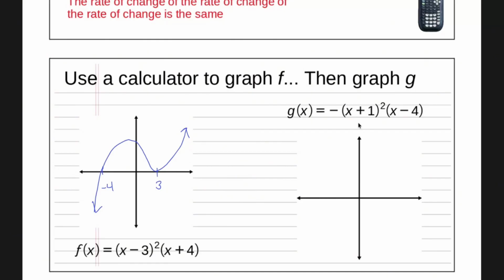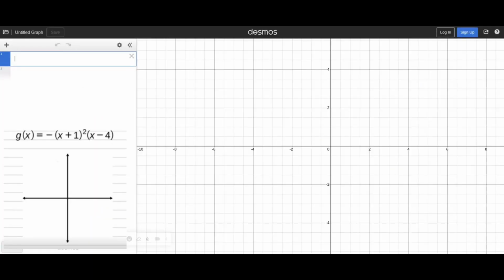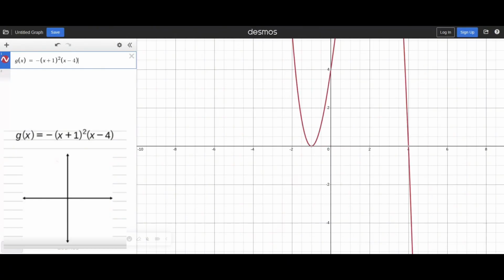So let's see if similar things are going to happen when we do this guy right here. All right, so we're using Desmos this time around, just straight up Desmos graphing calculator, nothing fancy. What are we calling it? G of x. So g of x equals negative parentheses x plus 1, close parentheses. We'll do the little thing where we can put the squared in, move to the right, x minus 4. Oh, that's a 5, x minus 4.